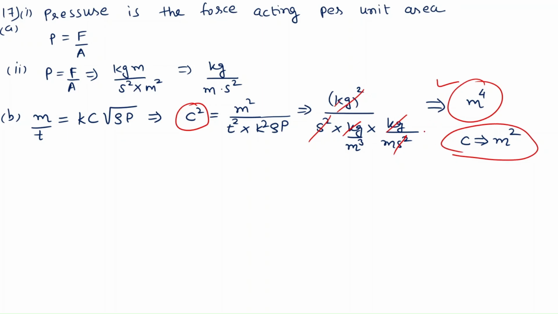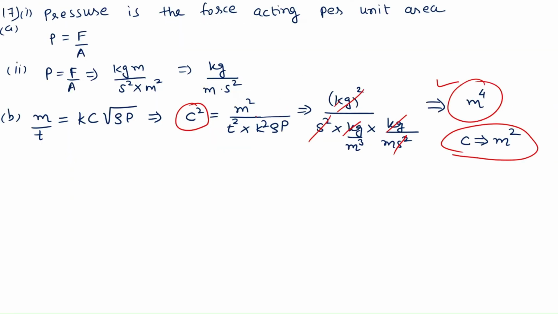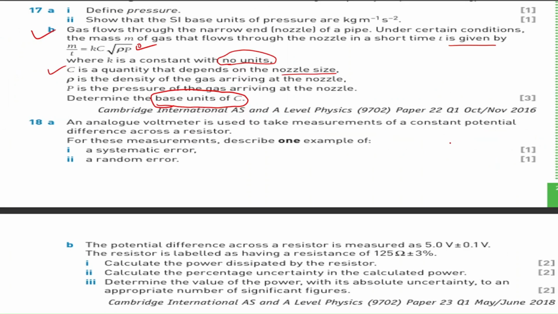So be careful while reading the question and while doing examples and solutions. Some students are left with m raised to 4, but they get the wrong answer. The right answer is meter square. This is question 17. Now let's go on to question 18.